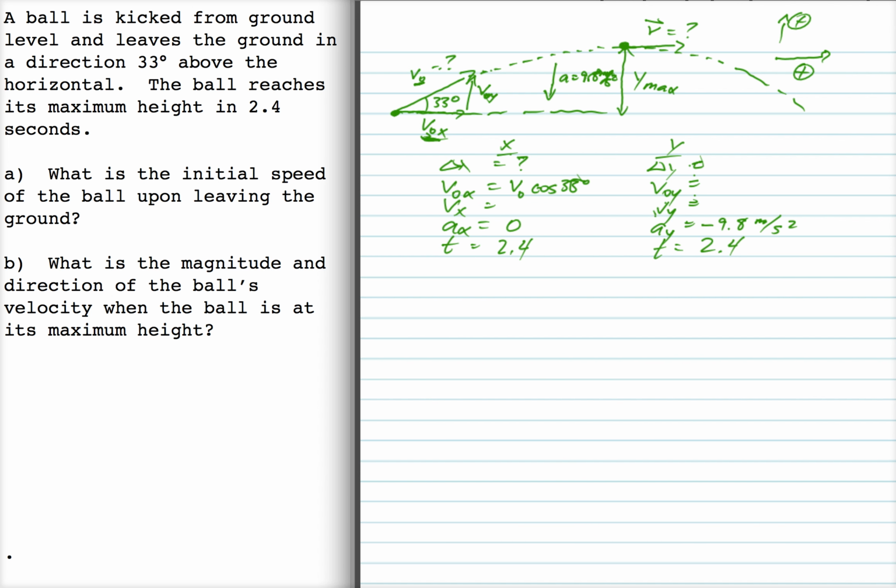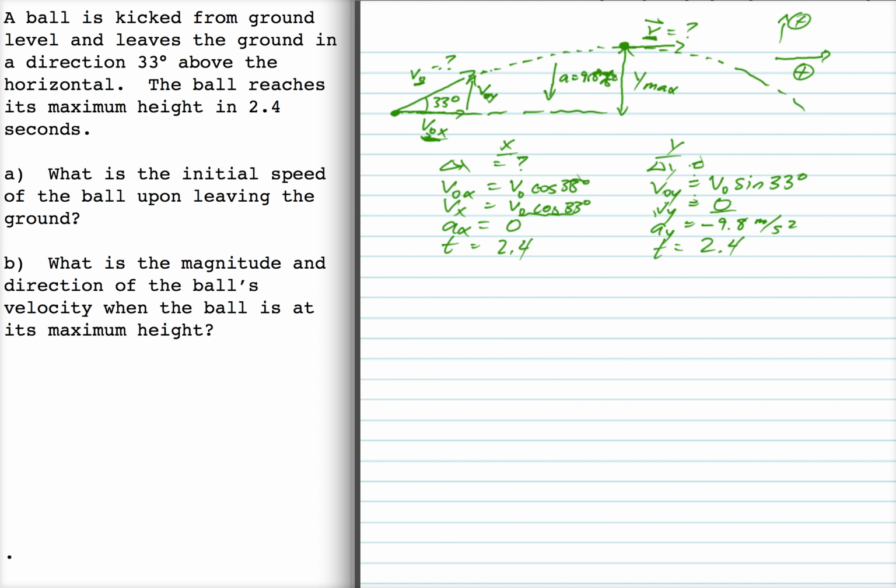Now, there are a couple other things in these two tables that I can fill in. First, I can fill in that the final x velocity is also v0 cosine 33, since the x acceleration is 0, so the final velocity will equal the initial velocity. I can also write down that the initial y velocity is v0 sine 33, and the final y velocity is 0. At maximum height, it stops moving in the y direction. So I already know the direction of the velocity at maximum height. It's just in the plus x direction. And I also know that the magnitude is just going to be v0 cosine 33 because the y component is 0. So that should be pretty easy.